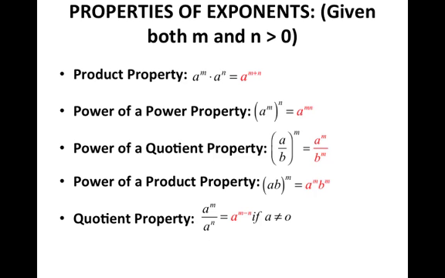A to the mth power to the nth power is a to the m times n, and that's the power of a power property. And the power of a quotient property, a over b to the mth power is equal to a to the m over b to the m. The power of a product property is a times b to the mth power is a to the m times b to the m. And then quotient property, a to the m divided by a to the n is equal to a to the m minus n.